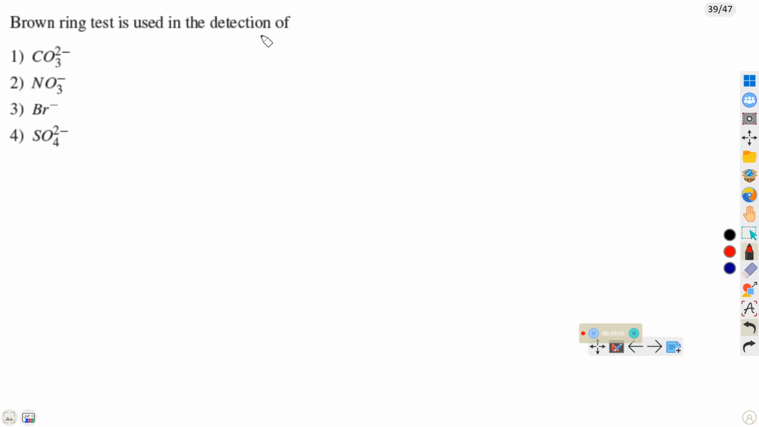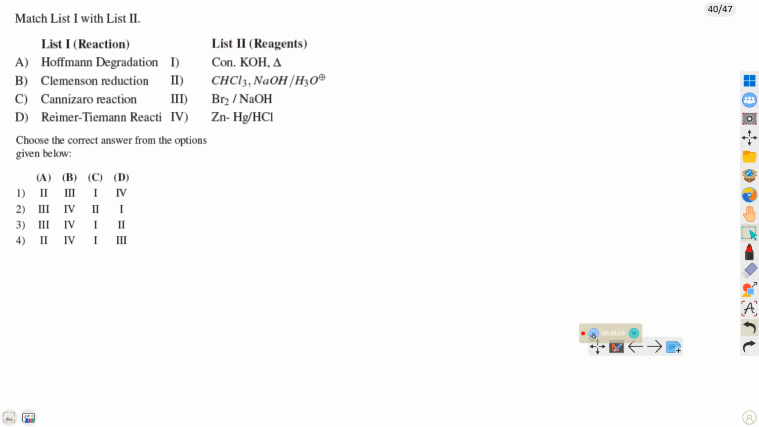Brown ring test is used in the detection of nitrate ions. Nitrate ion. Match the following. Hoffmann bromamide degradation: Br2, NaOH, A3. Clemmensen reduction: zinc amalgam, concentrated HCl, B4. Cannizzaro reaction: concentrated base, C1. A3, B4, C1.